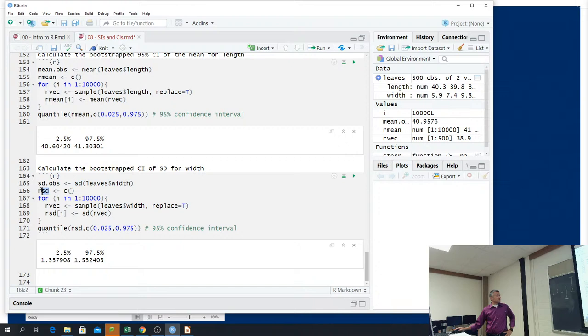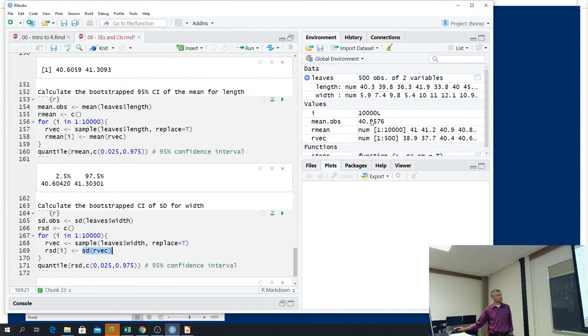Then I change my vector, so now it's rsd, so randomized standard deviation. And the vector is basically going to be the same thing I updated with, because we're working with the width variable. But instead of the mean, then, we're going to do sd of that r vector. And everything else is basically the same. Right, we generated our bootstrapped vector, calculated the standard deviation, saved it, and repeated it over and over and over again, so that my rsd now is a vector of 1,000 values.